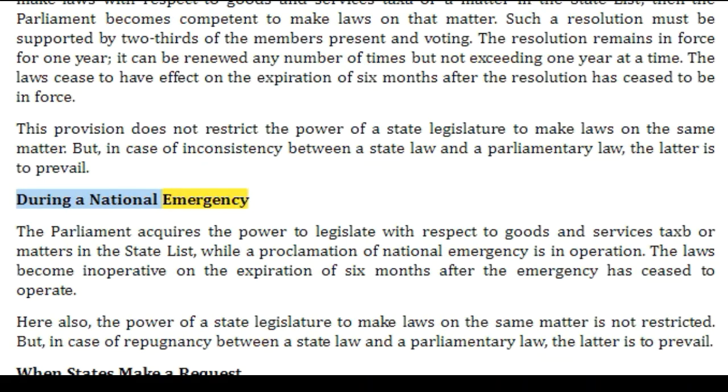During a national emergency, the Parliament acquires the power to legislate with respect to matters in the state list, while a proclamation of national emergency is in operation. The laws become inoperative on the expiration of 6 months after the emergency has ceased to operate. Here also, the power of a state legislature to make laws on the same matter is not restricted. But, in case of repugnancy between a state law and a parliamentary law, the latter is to prevail.